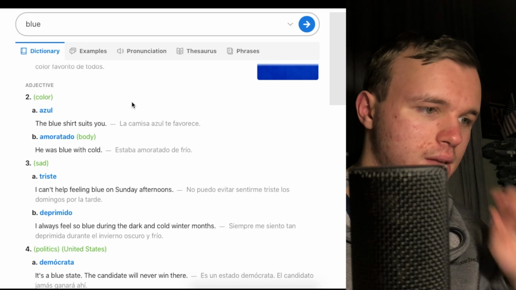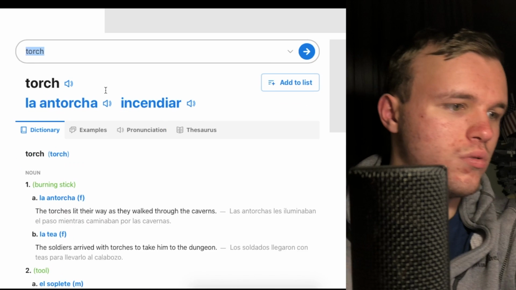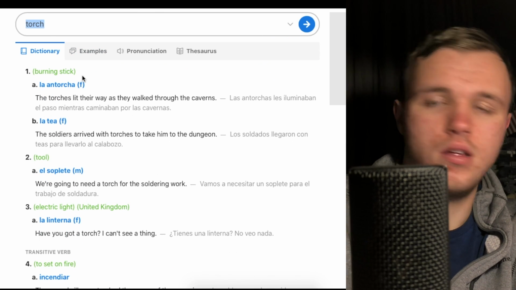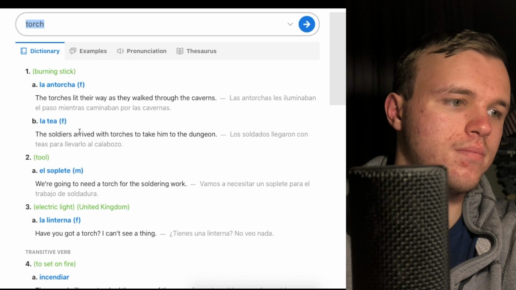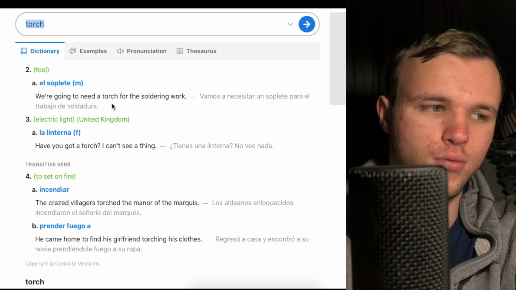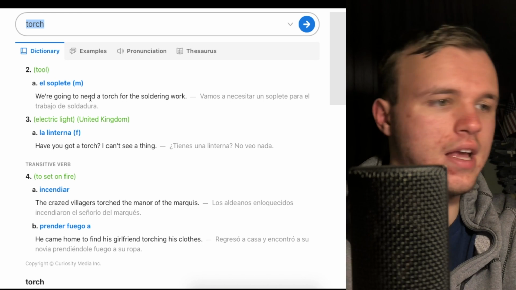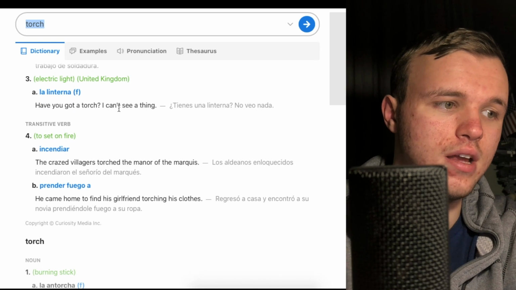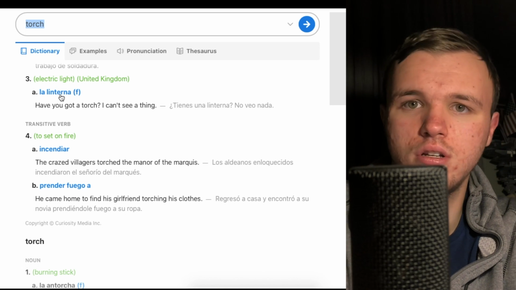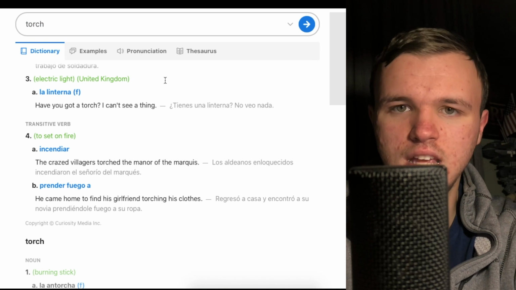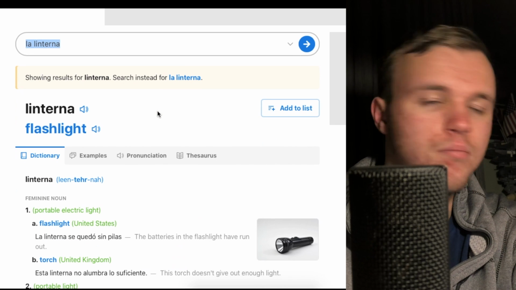So if I type in, let's say, torch, it will find both. Here it will say burning stick, like what an American would think, and it tells you that in Spanish. I guess there are two words for it. And here, that is like a torch for welding, I guess. And here, electric light in the United Kingdom. You know, in England, they call a flashlight a torch. So this is the word for flashlight in Spanish. See, it says United Kingdom here. That is very helpful, but more helpful for Spanish learners. If I click this, boom, flashlight.